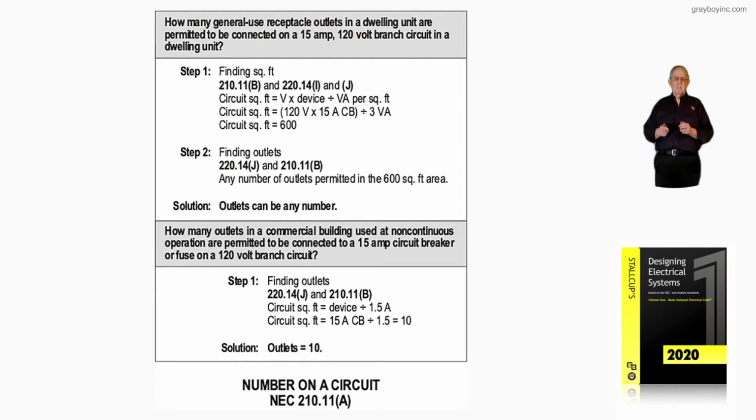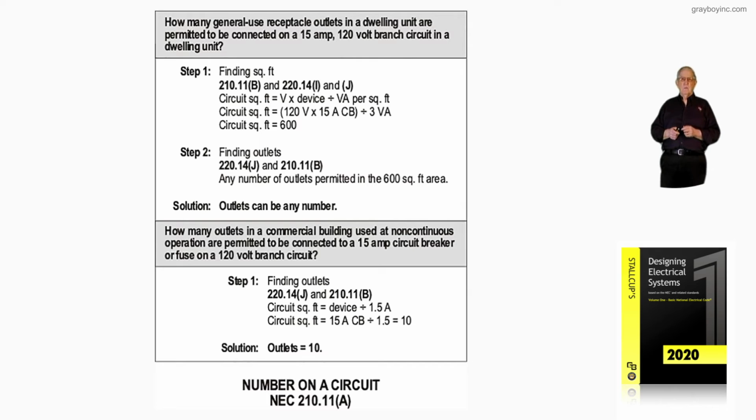Now, the next illustration, below it, has another question: how many outlets basically could be put on a commercial circuit? Notice these receptacles in this commercial facility are non-continuous operated type on a 120 volt circuit. The same thing is applied here. We would go to our 220.14(J) and (L) and 210.11(B), and again, we have to find how many outlets. But here's a whole different approach.